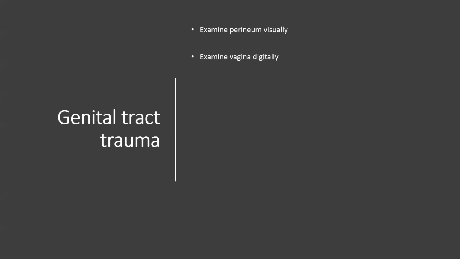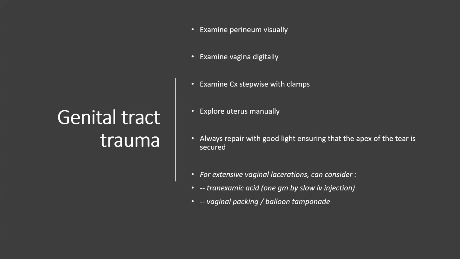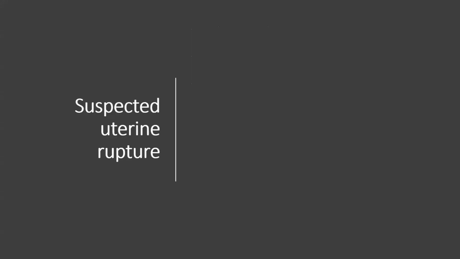Remember genital trauma: examine, visualize the perineum, examine the vagina, examine the cervix by doing a cervical walk, explore the uterus manually, and always repair with good light. Ensure that the apex of the tear is secure, because if they are going to bleed from a tear, they bleed from apexes that are not secure. Sometimes there are extensive vaginal lacerations. For these patients, especially if you are in the periphery, you can consider giving them tranexamic acid, 1 gram slow infusion. You can tamponade the vagina with a gauze roll, or you can pack the vagina and send them to a higher level of care.